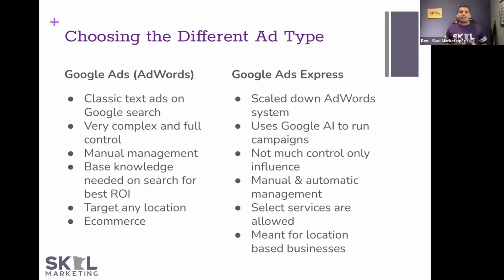So the main one that we're going to talk about today, or that you're going to encounter, is going to be Google Ads / AdWords. These are those classic text ads on Google search. So when you search for "roofing company near me" and you see the listings at the top that look just like an organic search result, that's Google Ads. These are super complex and you have full control over everything. That's what we're going to go into today, to show you how much control you have, and also how to actually wield that power.